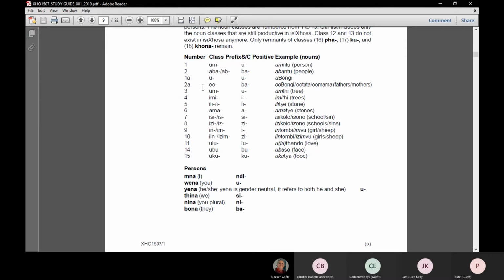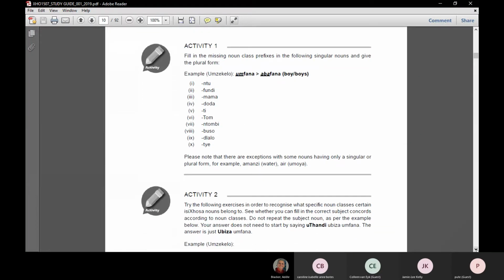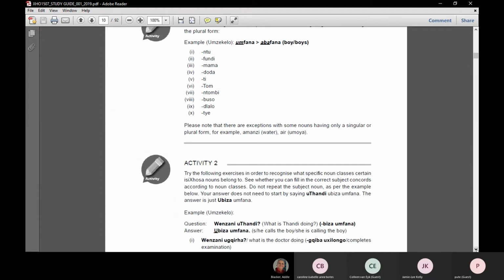So do you see umntu? Number 2 is aba, abantu, people. 1A is ubhuti, one person. 2A is obhuti, plural. Number 3 is as in umthi. Number 4 is imithi, plural. So if you go back to that table, you'll be able to tell whether a noun is plural or singular.